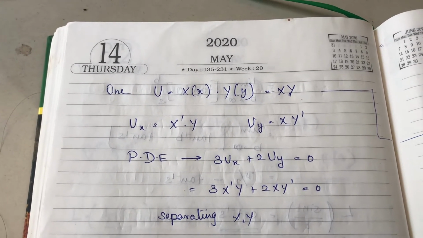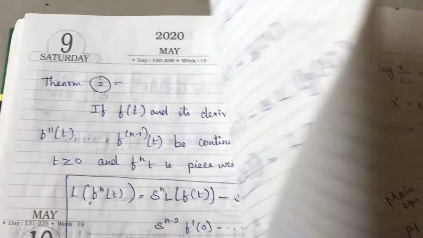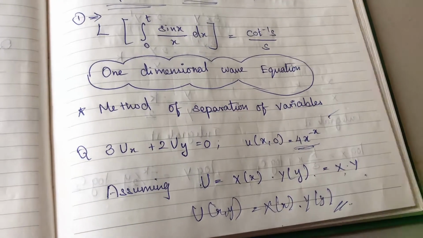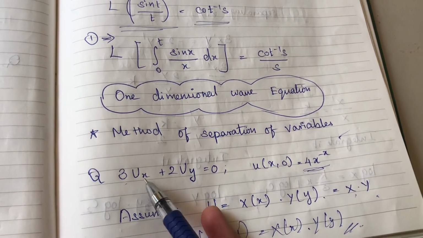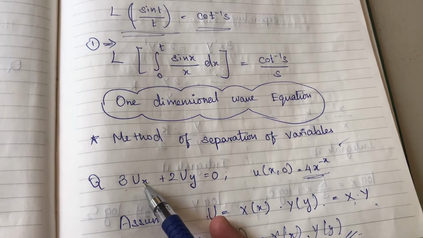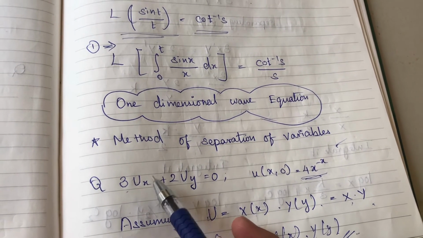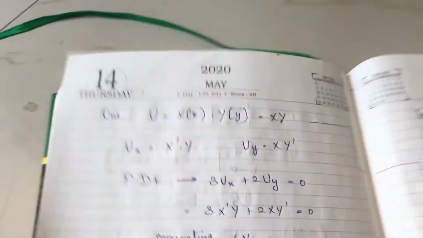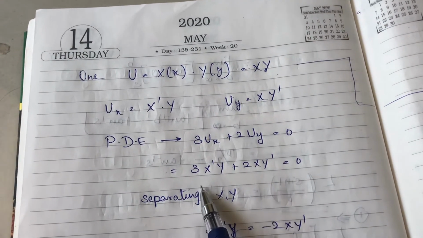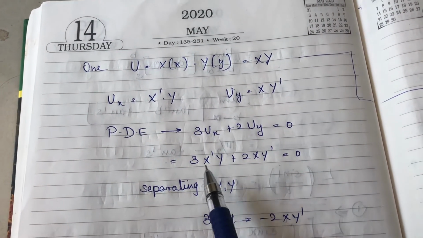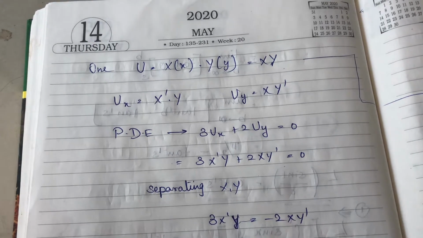So I can easily write this in an equation. Like you can see here, 3 ∂u/∂x = ∂u/∂y, so X'(x) and Y'(y). I can write it like this. I need to just separate x and y.